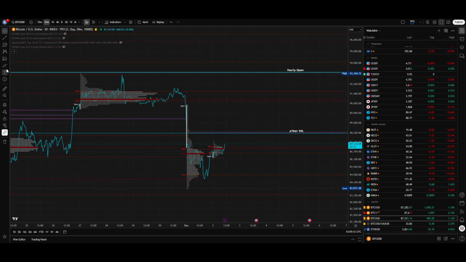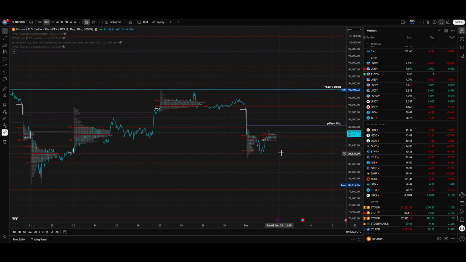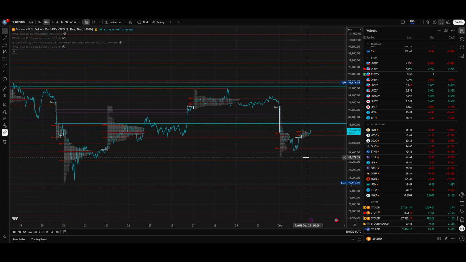So what I'm expecting to happen this week is probably sweep this, do something like this, and retest this point of control. Can anyone point out why price stopped right here? You can see it actually wicked below a little bit, but why would we wick right here? We could use this previous intraday profile from last Friday and Saturday, I guess.